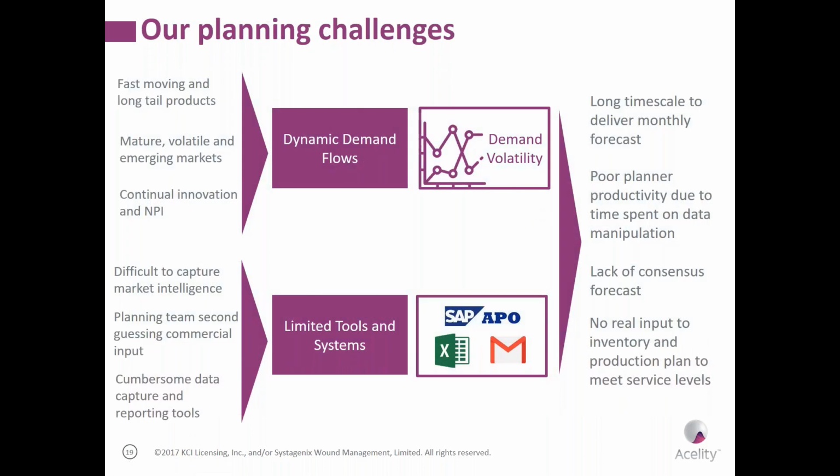And the tools they had were very cumbersome and very difficult to work with. And what that resulted in was a very long time scale to actually deliver a consensus forecast. Their planners were working overtime, a lot of times just copying and pasting, massaging various different numbers, and then really trying to get that information into a state where it could then be put back into their supply chain systems. So they really struggled to get input to their inventory and production plan, and that then meant that they had an ongoing struggle sometimes to meet some of the high service levels that were expected.